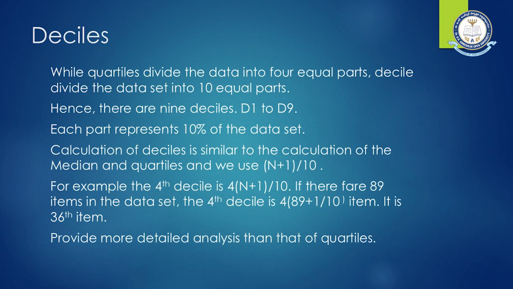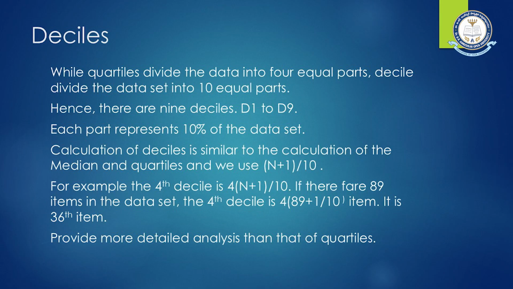Now, let us understand deciles. Quartiles divide the data into 4 equal parts, and deciles divide the data into 10 equal parts. Hence there are 9 deciles, D1 to D9. Each part represents 10% of the data set. For example, D9 means 90% of the data set is covered by D9.